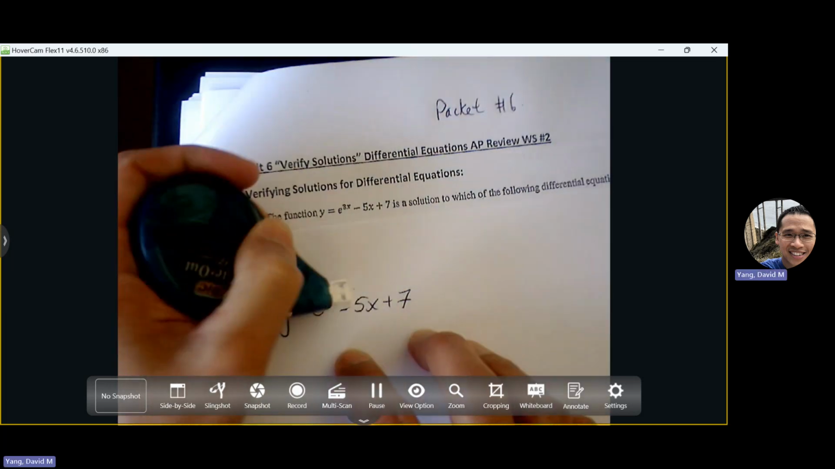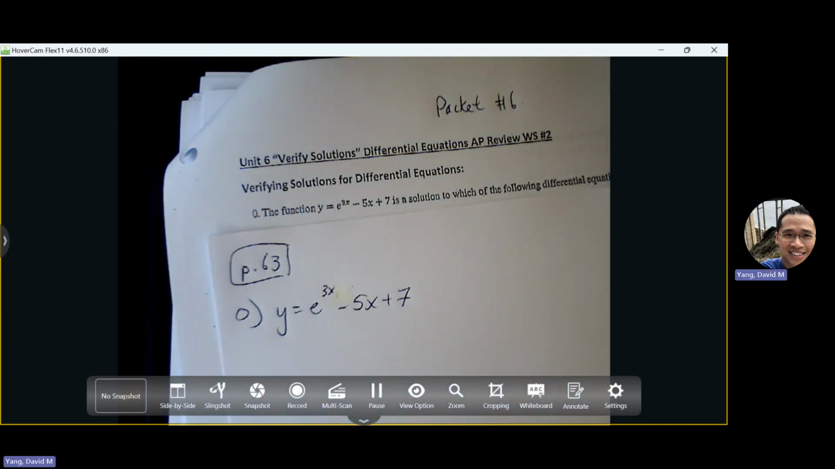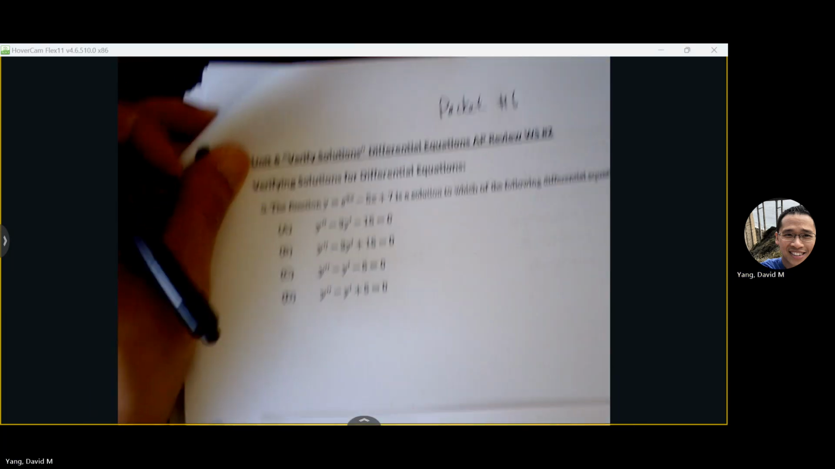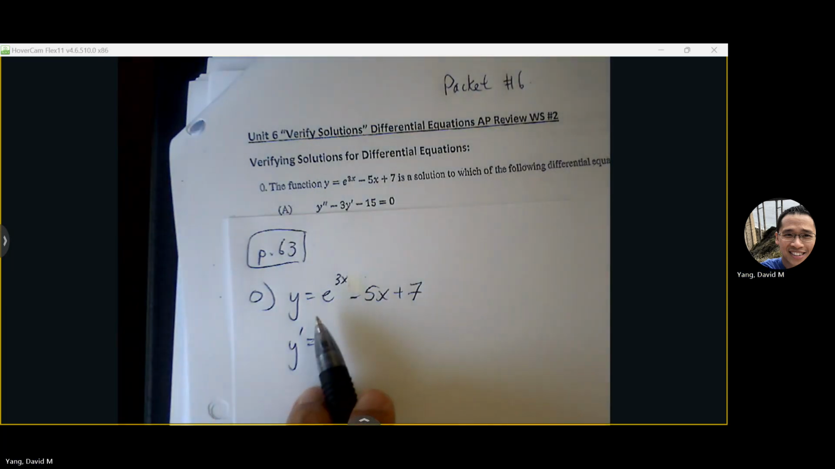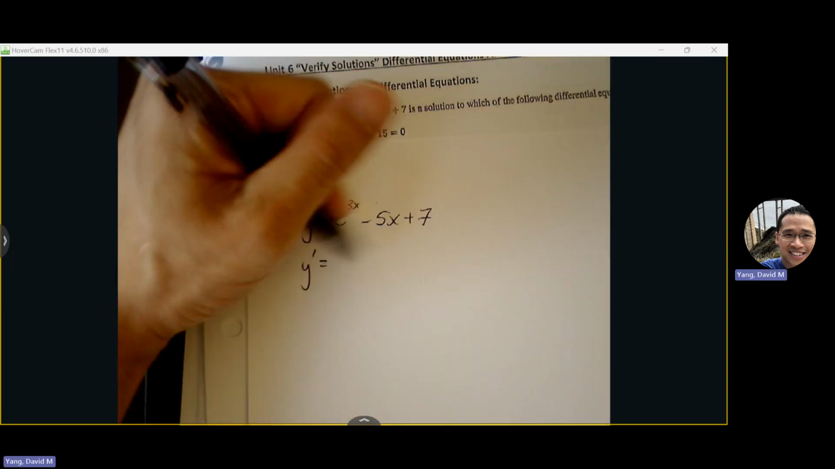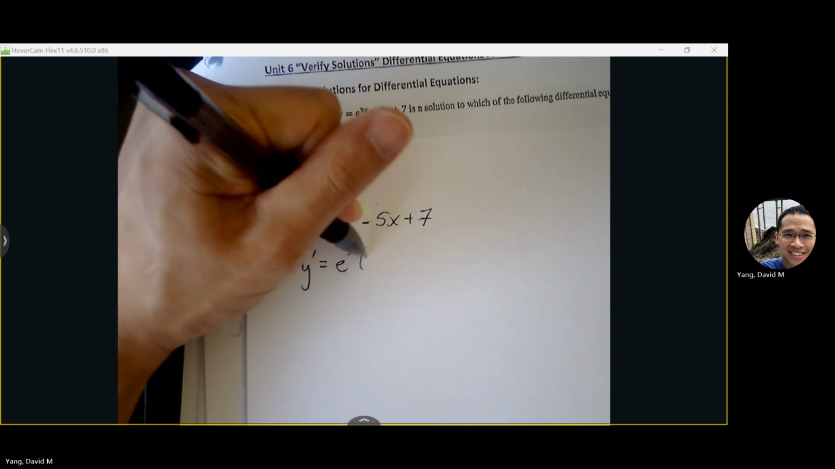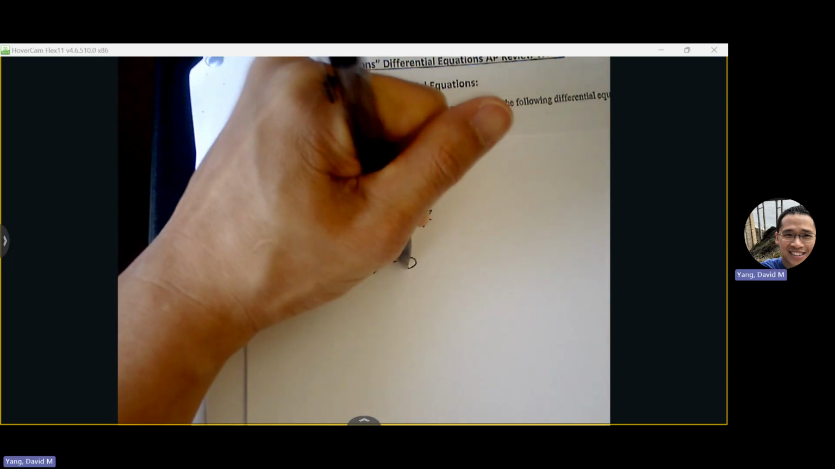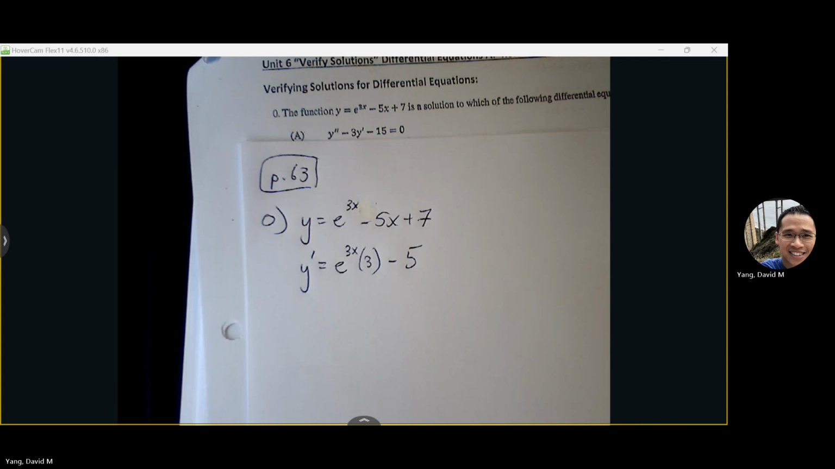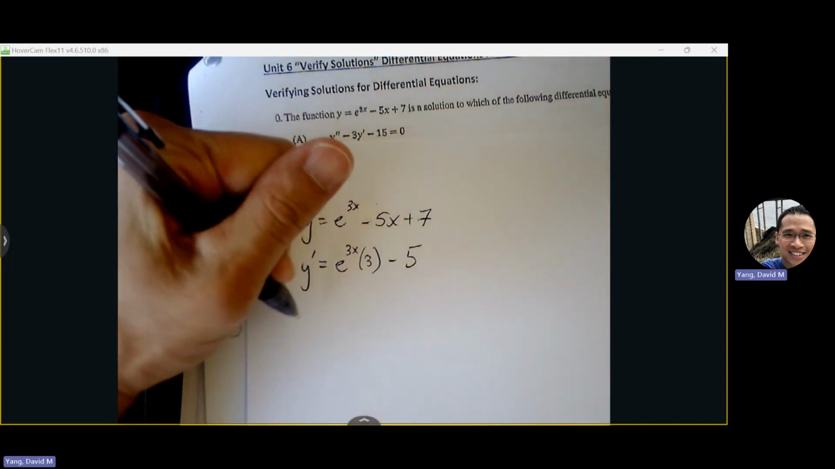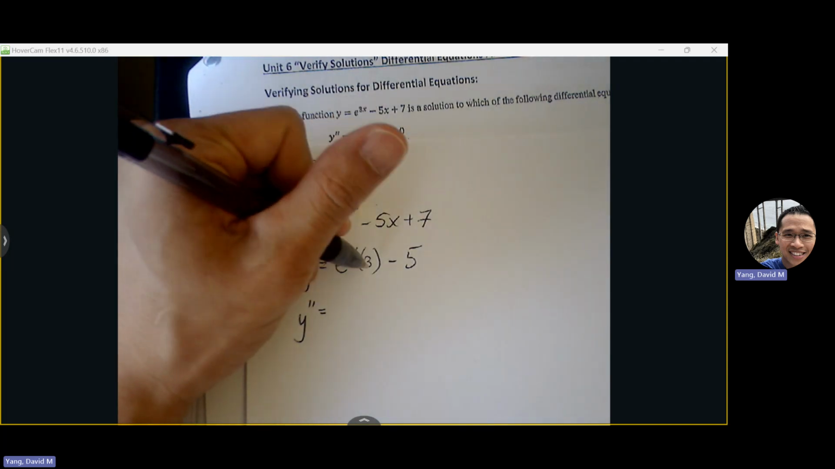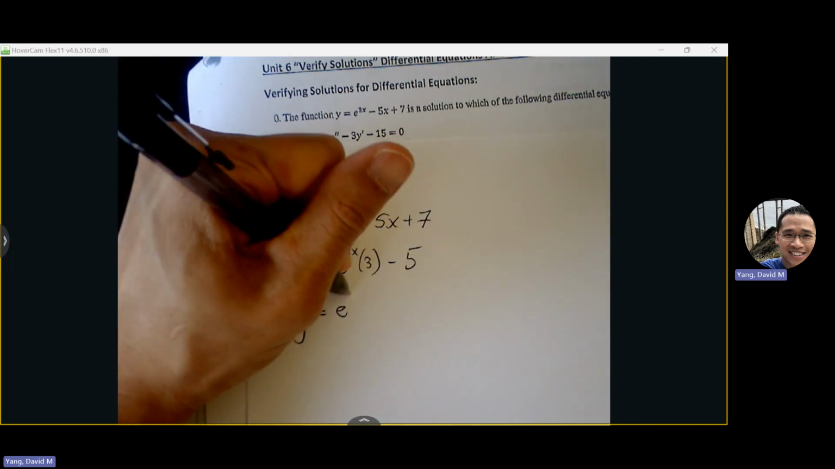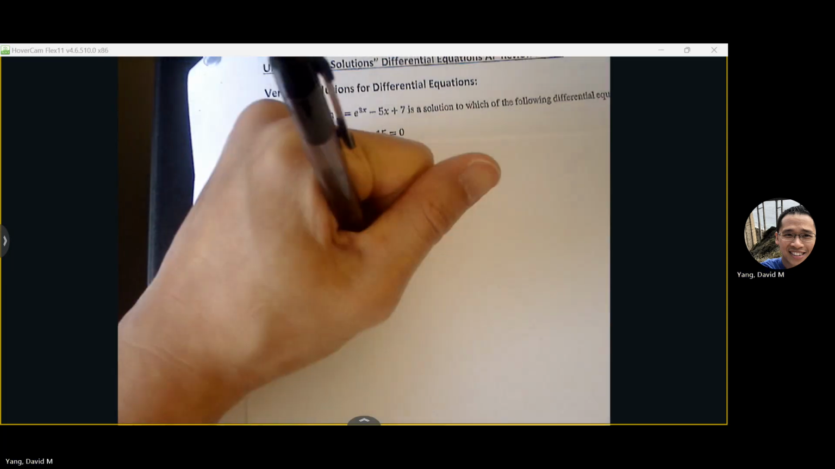Okay, so all your answer choices involve some reference to y prime or y double prime. So let's just go ahead and find y prime and y double prime. So y prime is equal to e to the u's derivative, which is e to the u times u prime. And then 5x becomes 5. And then if I want to find y double prime, e to the u becomes e to the u times u prime. So another 3 pops up. So e to the 3x times 9 minus 5.